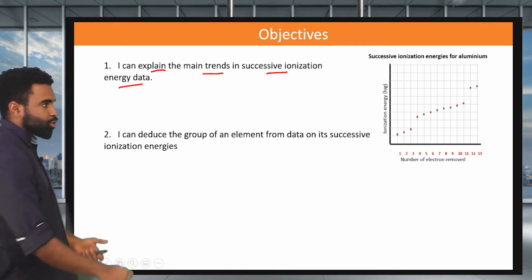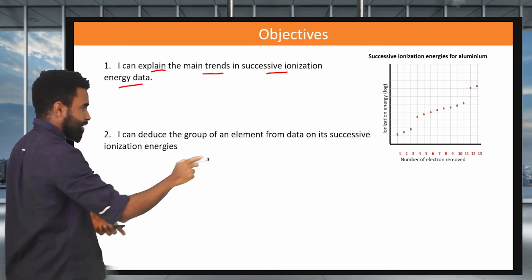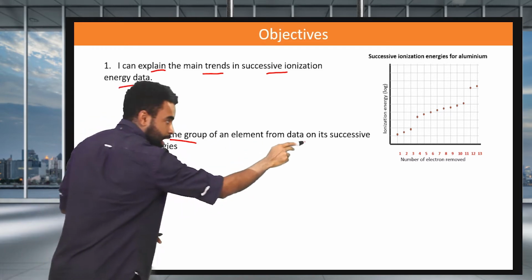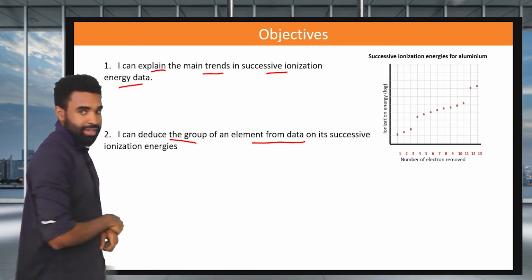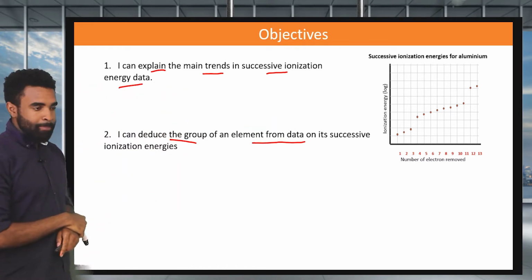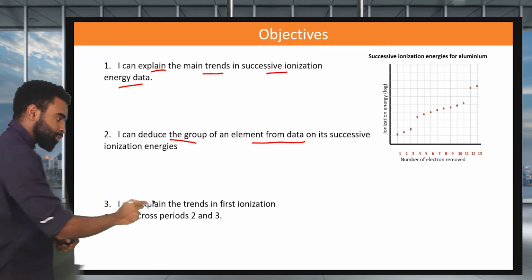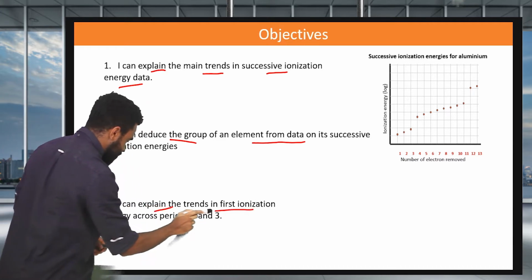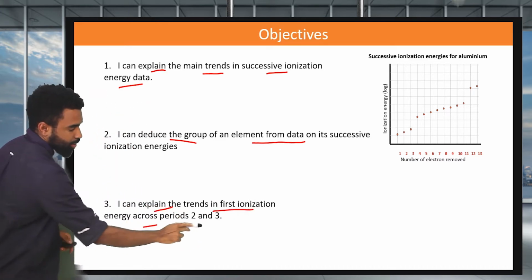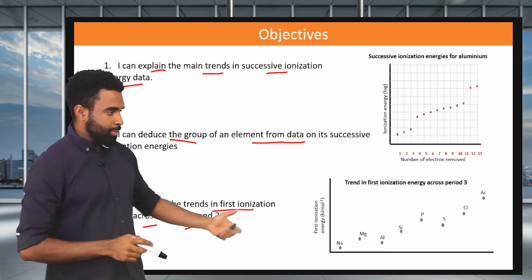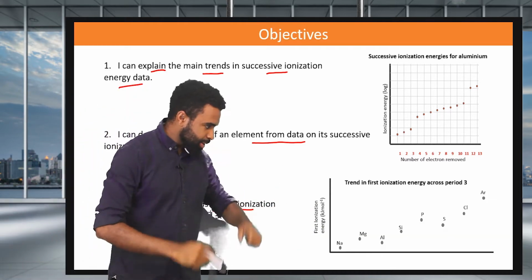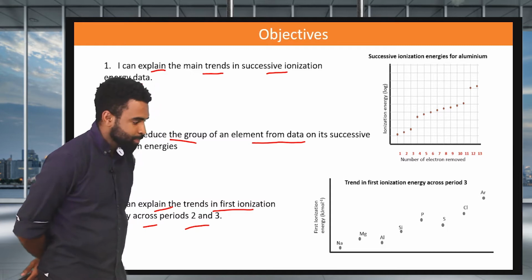Secondly, I'd like for you to be able to look at a graph like that and deduce the group of the element whose data that is. Okay? Thirdly, I'd like for you to be able to explain the trends in first ionization energy across periods 2 and 3. So you'd be able to look at a graph like that and explain the pattern that you see. So let's get started.